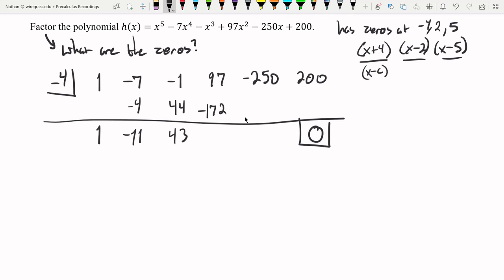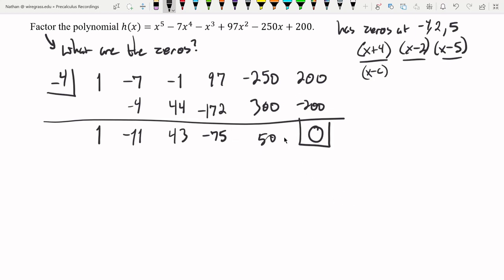Using a calculator, 97 minus 172, -75. Multiply by -4, 300. That gives me +50. Multiplied by -4 is -200. Add going down, that gives me 0.